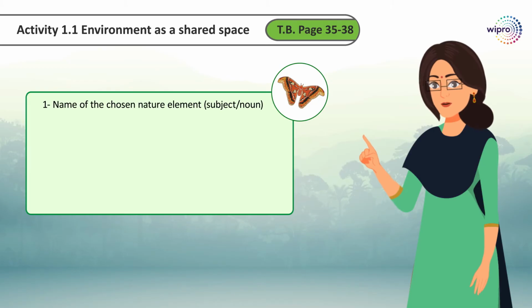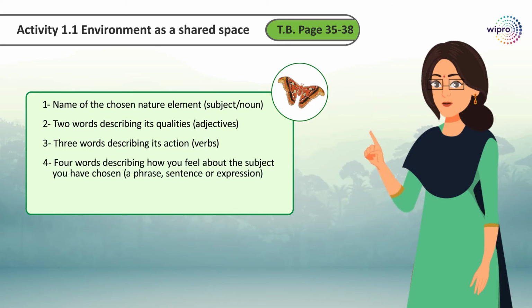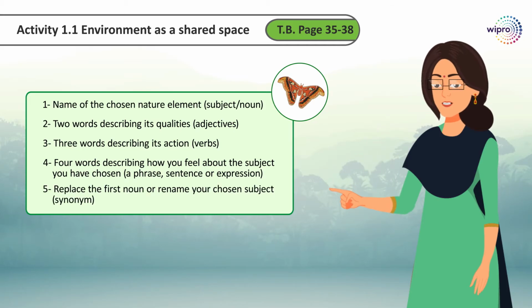In the first line, you may mention the name of the chosen nature element, subject or noun. In the second line, 2 words describing its qualities, adjectives. The third line should have 3 words describing its actions, verbs. In the fourth one, write 4 words describing how you feel about the subject you have chosen, a phrase, sentence, or expression. And the fifth and the final one should replace the first noun or rename your chosen subject, synonym.